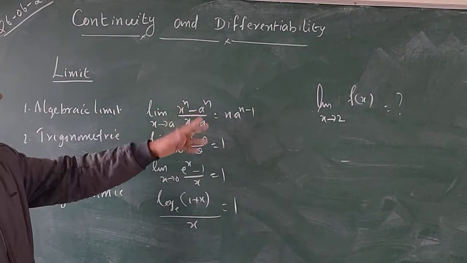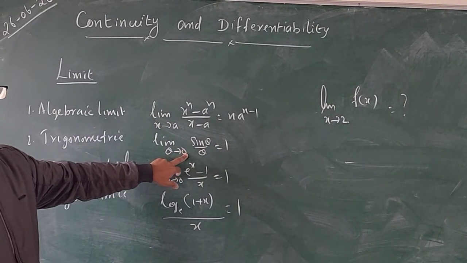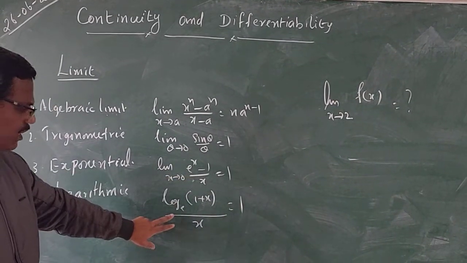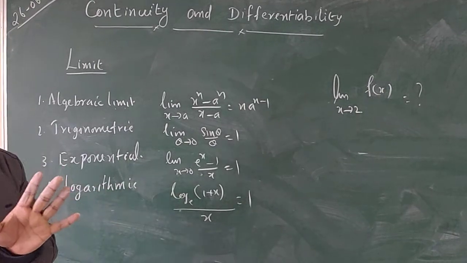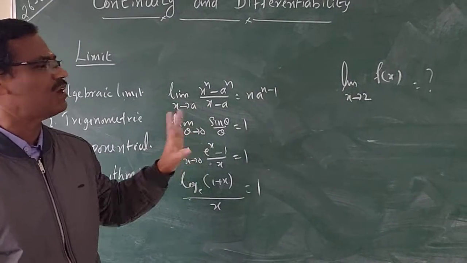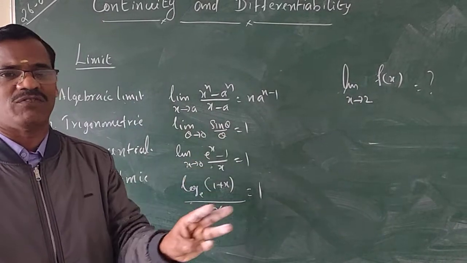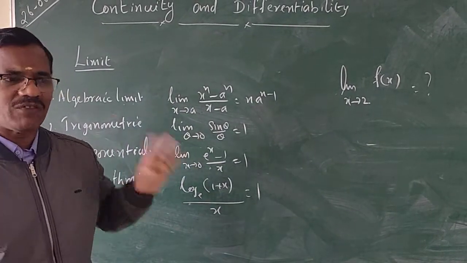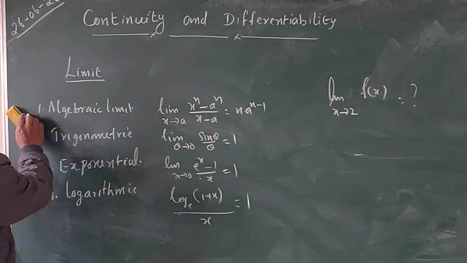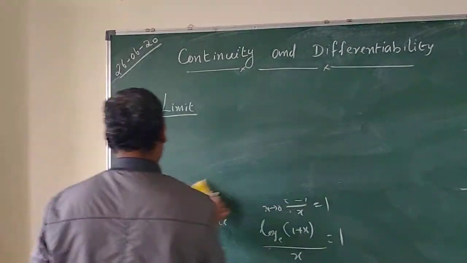If it is in the algebraic form, you can use this one. If it is in the trigonometric form, we should use the trigonometric limit. If it is in the exponential form, that should be used. If in the logarithmic form, we can use this one. So the first step of finding the limit of a function is to put the value of x equal to that particular number given in the question directly and check whether you are getting a defined value. If you are getting a defined value, that value itself is the limit. Otherwise, you have to take the help of these formulas and find it out. Now, let us come to our original topic, that is continuity. What is meant by continuity?